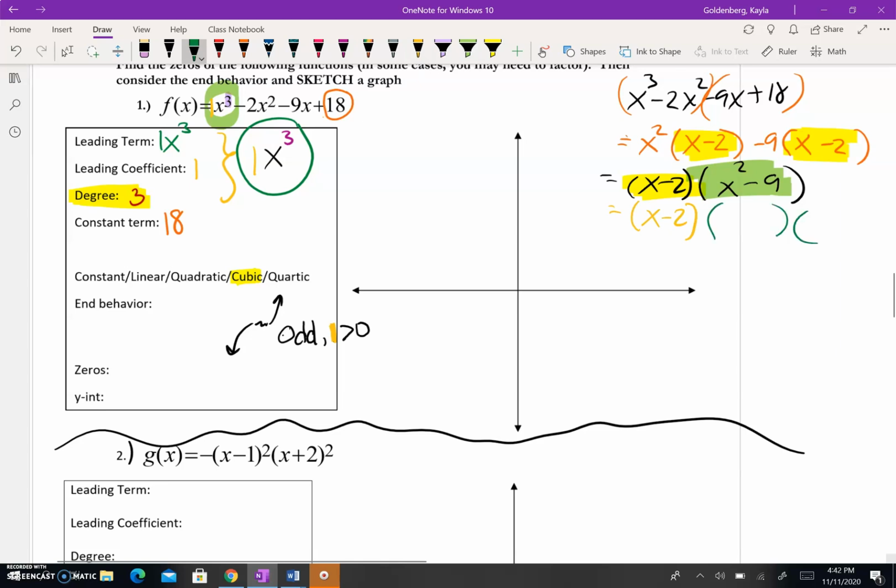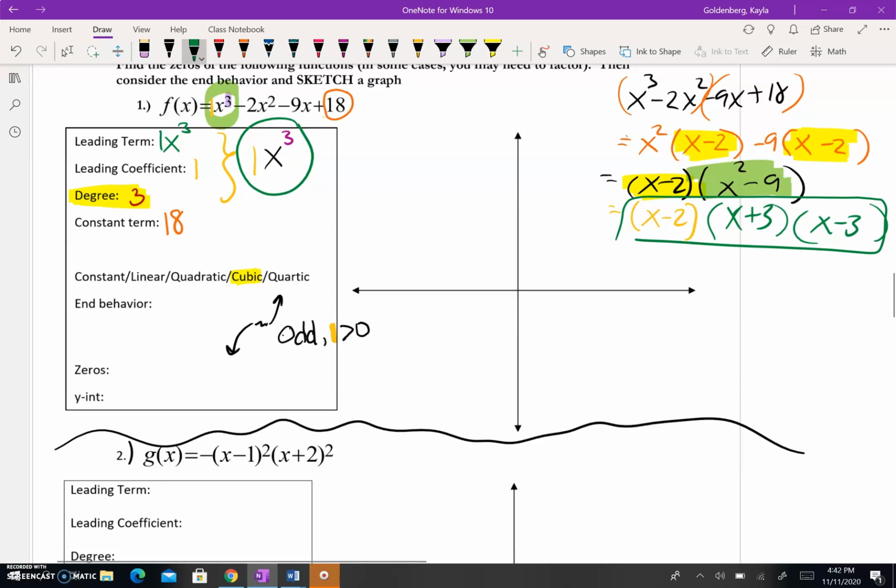Notice two terms. I'm seeing an x squared, and 9 is a 3 squared. So that's going to be our difference of squares: plus 3 and minus 3. Remember, if you multiply this out, you get a 3x and a negative 3x. That's why there's no middle term. You can also view this as x squared plus 0x minus 9 and factor it like a regular trinomial. So here we have factored form.